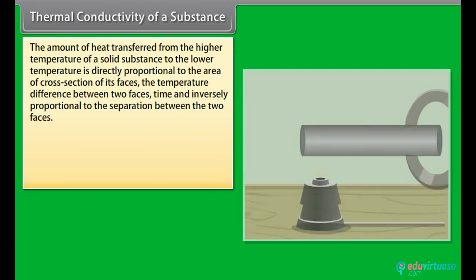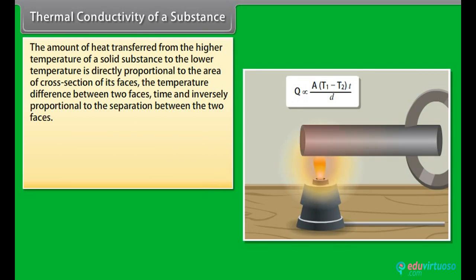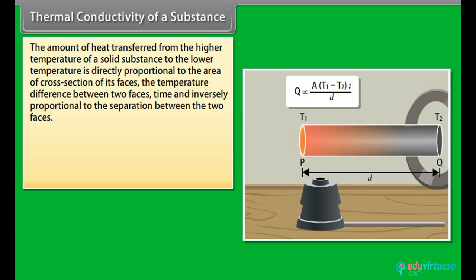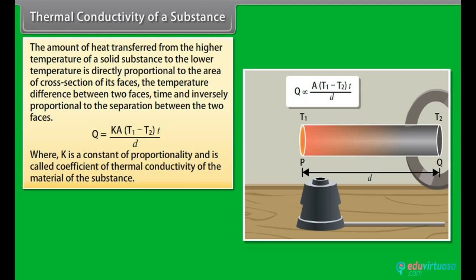Thermal conductivity of a substance. The amount of heat transferred from the higher temperature of a solid substance to the lower temperature is directly proportional to the area of cross-section of its faces, the temperature difference between two faces, time, and inversely proportional to the separation between the two faces. It gives Q = KA(T1 - T2)t/d, where K is a constant of proportionality and is called coefficient of thermal conductivity of the material of the substance.